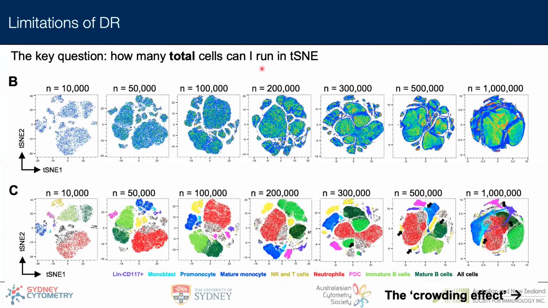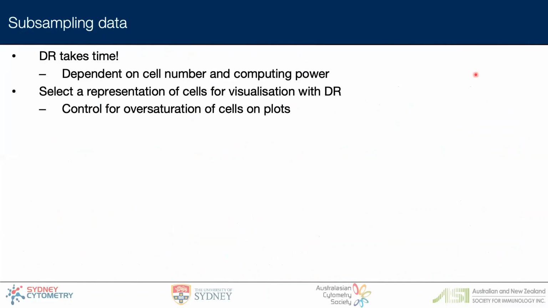So the more cells that you try and run in dimensionality reduction, you start to get this saturation of the subsets. So you start to lose this nice, clear differentiation between some of these major cell subsets when you start to run more cells. So thankfully, there are various ways around this. And the easiest is to simply subsample your data.